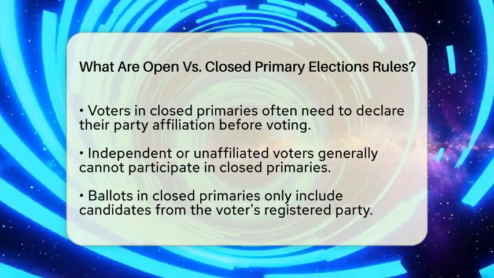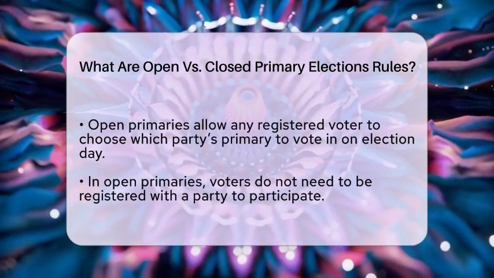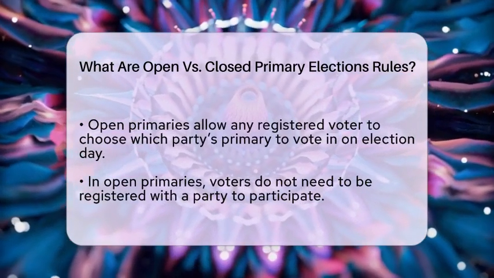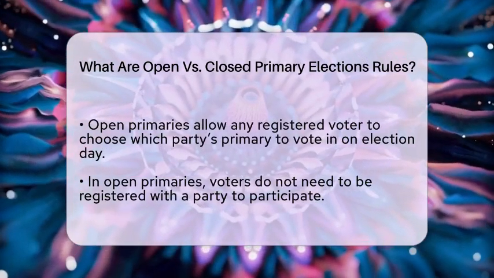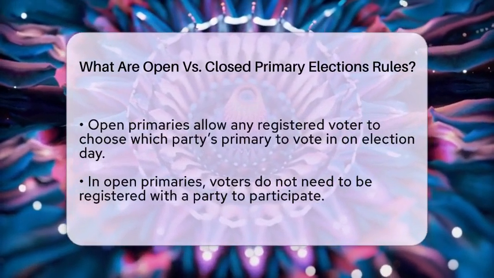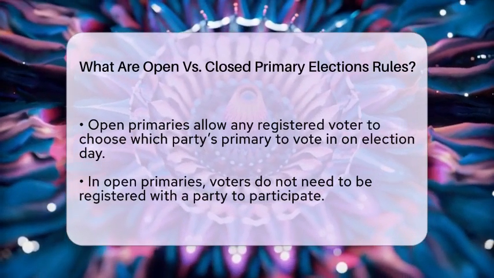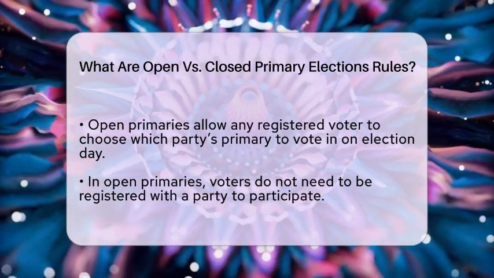Open primaries are quite different. In these, any registered voter can choose which party's primary they want to vote in on election day. You do not need to be registered with a party to participate. When you arrive at the polling station, you might be asked which primary you want to vote in, either publicly or privately. Once you pick a party, you get a ballot with only that party's candidates.